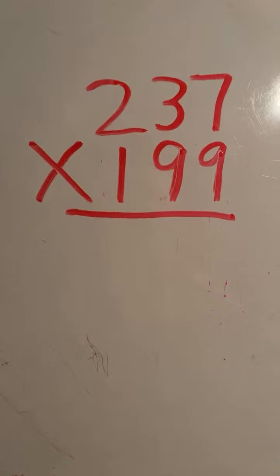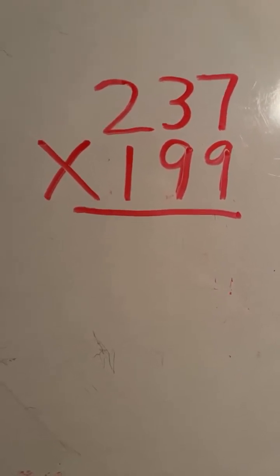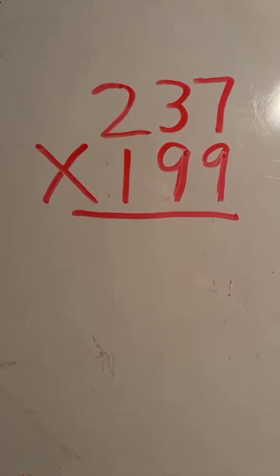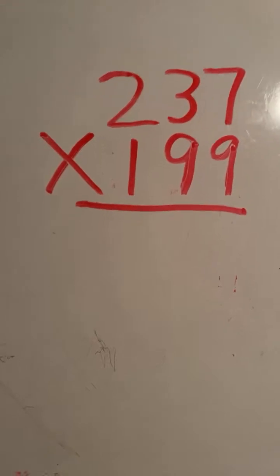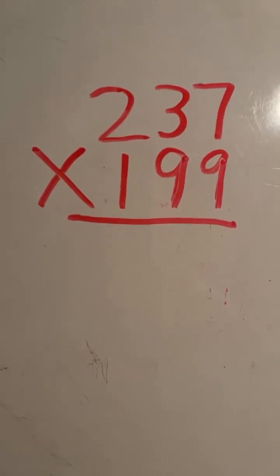So this live stream is going to focus on 3-digit by 3-digit multiplication. Our first example problem is 237 times 199. I'm going to go through step by step how to solve that problem.